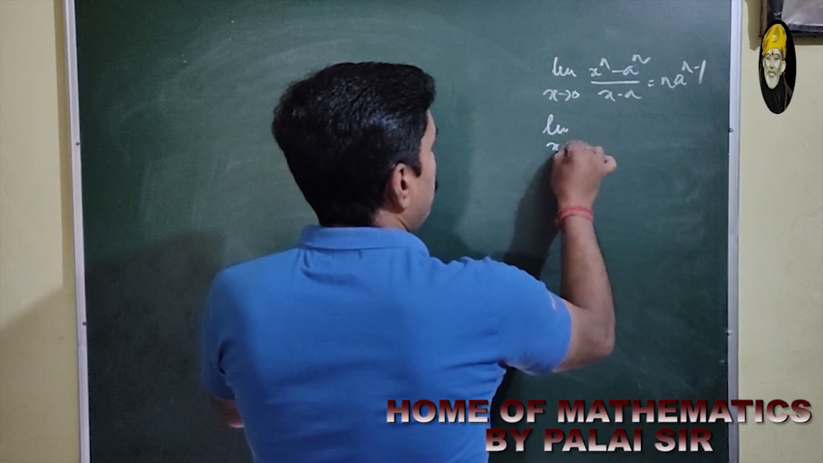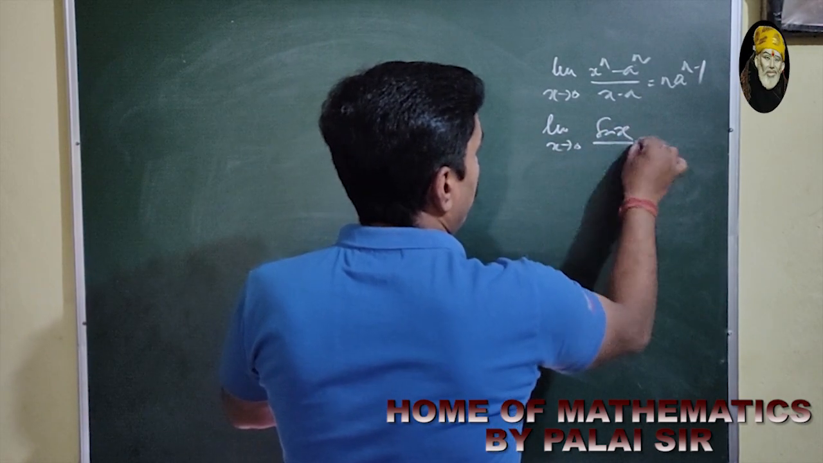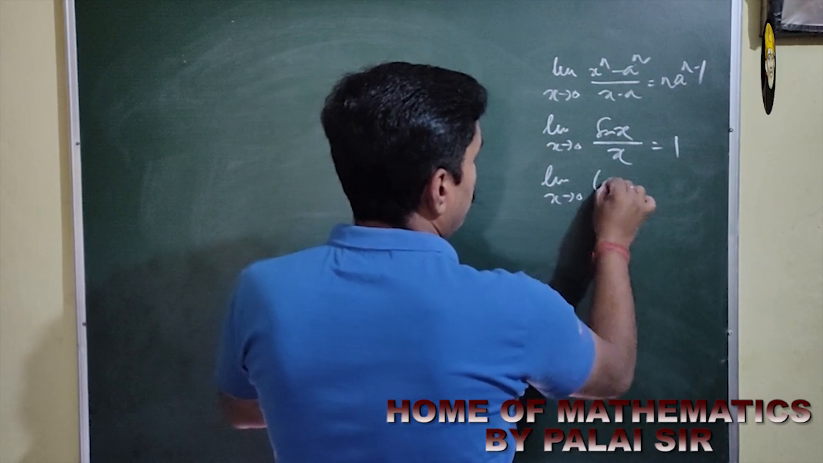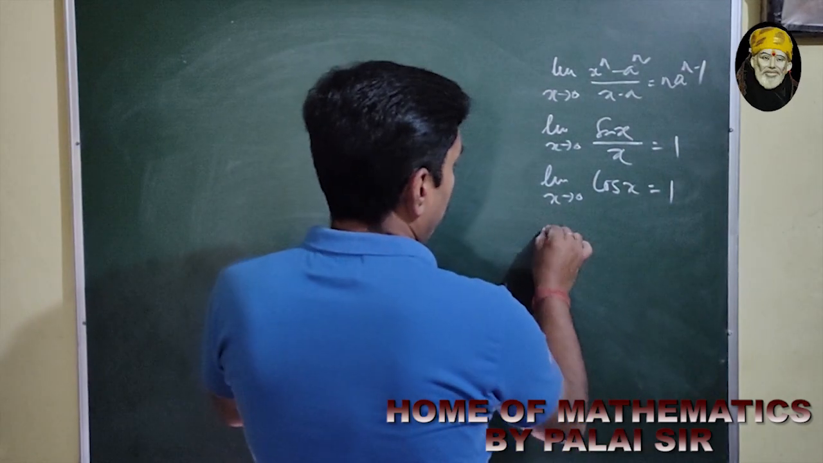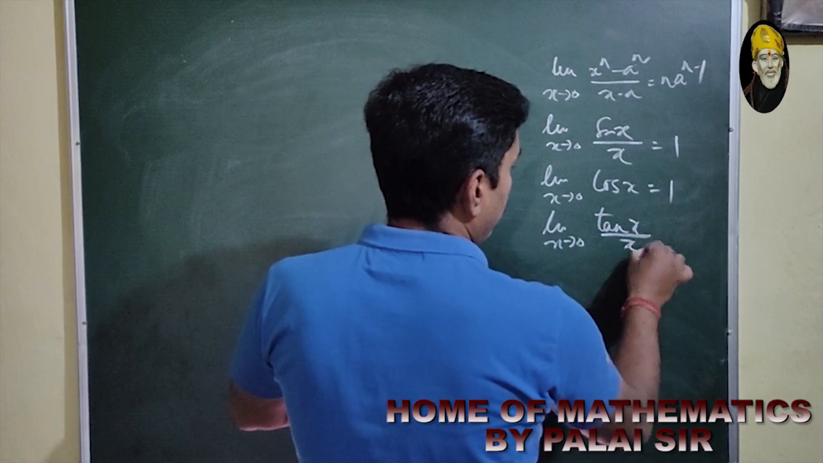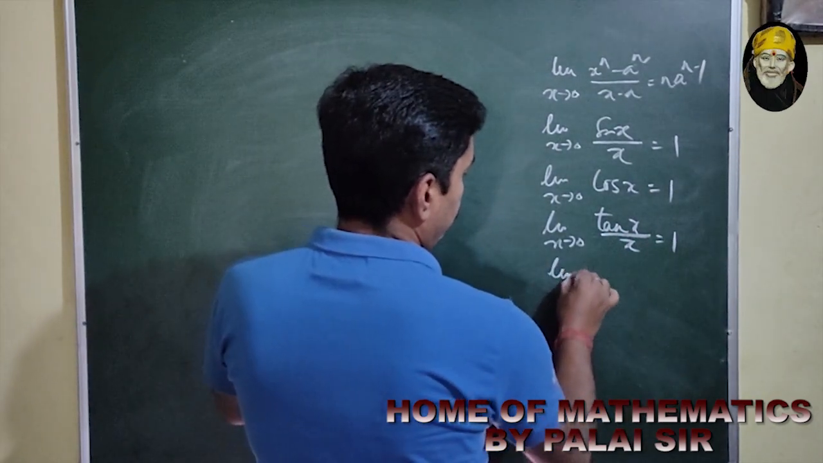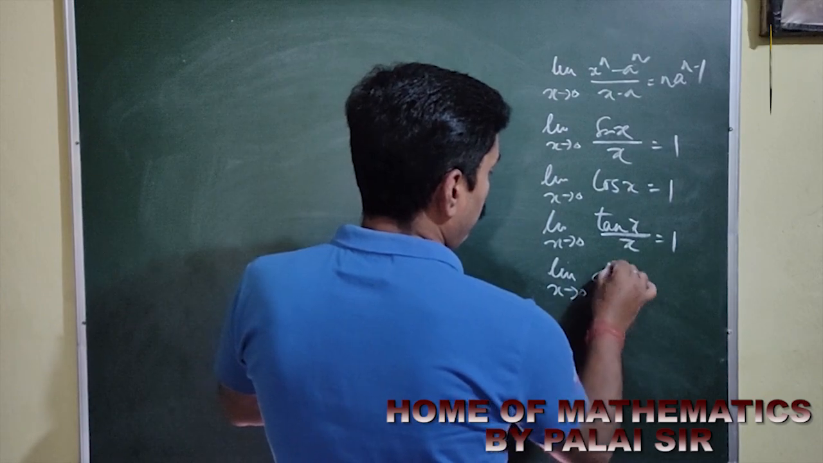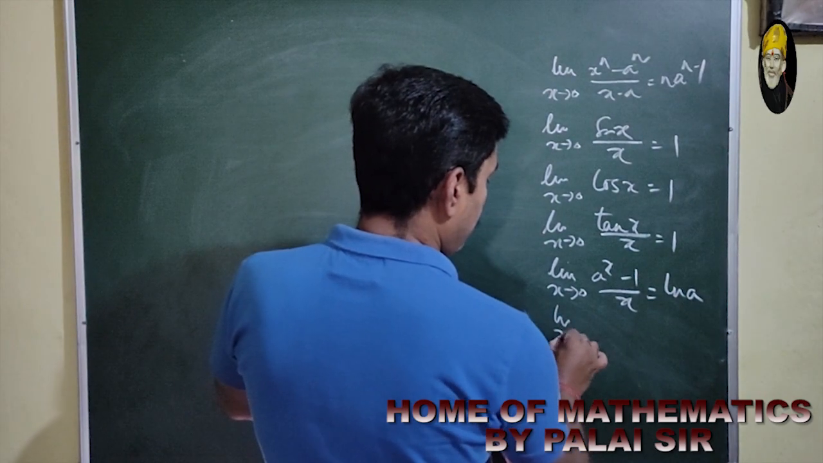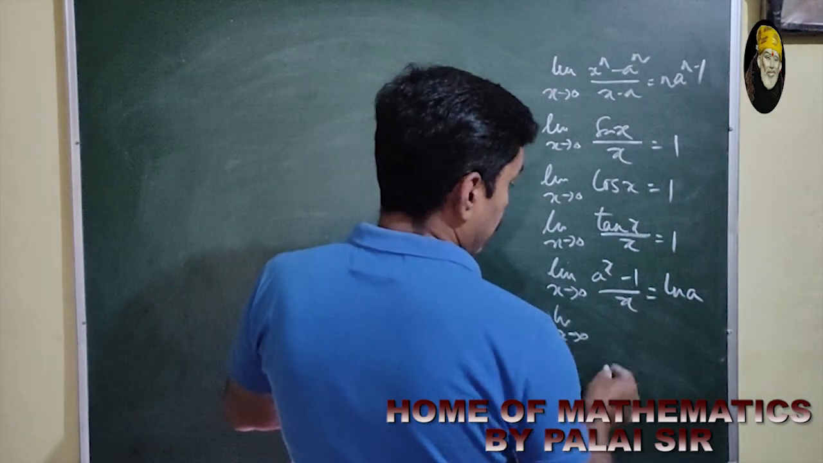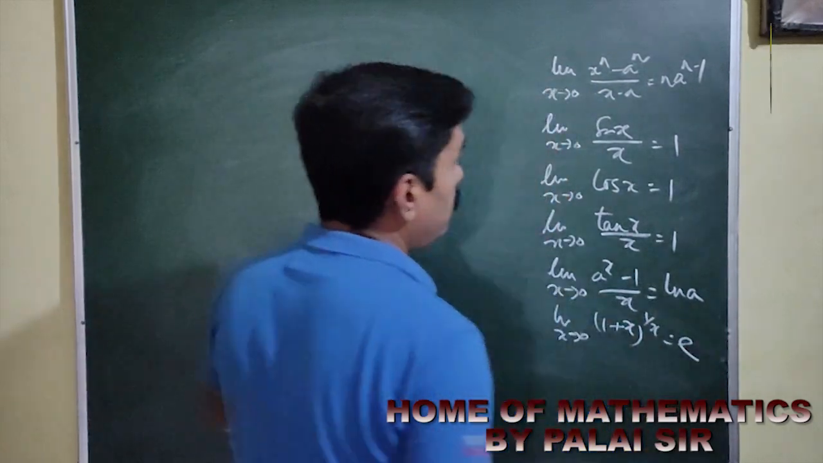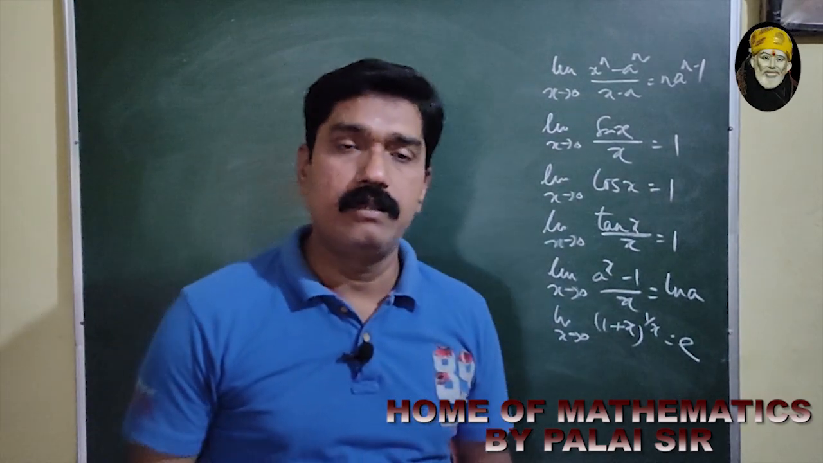Number 2, limit x tends to 0, sin x by x, its value is 1. Limit x tends to 0, cos x, this is 1. Limit x tends to 0, tan x by x, you are getting 1. And limit x tends to 0, (a to the power x minus 1) by x, this is ln a. And limit x tends to 0, (1 plus x) to the power 1 by x, you are getting e. These are the 6 formulas that you have used in limit.